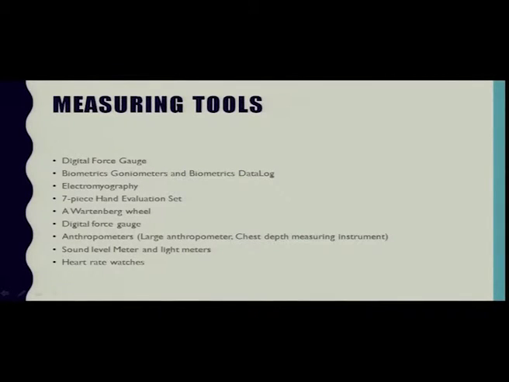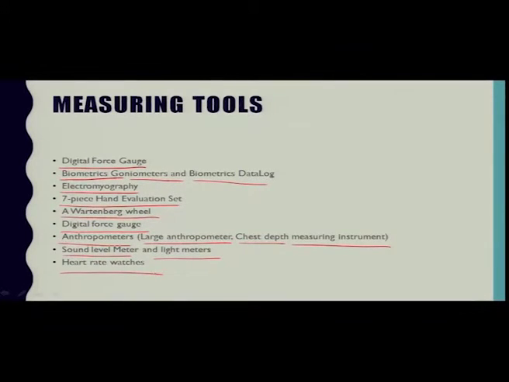They have very distinct uses. Some of the equipment that I have listed here are digital force gauge, biometrics goniometers and biometrics data log, electromyography, 7-piece hand evaluation set, a Wartenberg wheel, anthropometers like large anthropometer, chest depth measuring instrument, sound level meter, light meter, heart rate watches, etc.